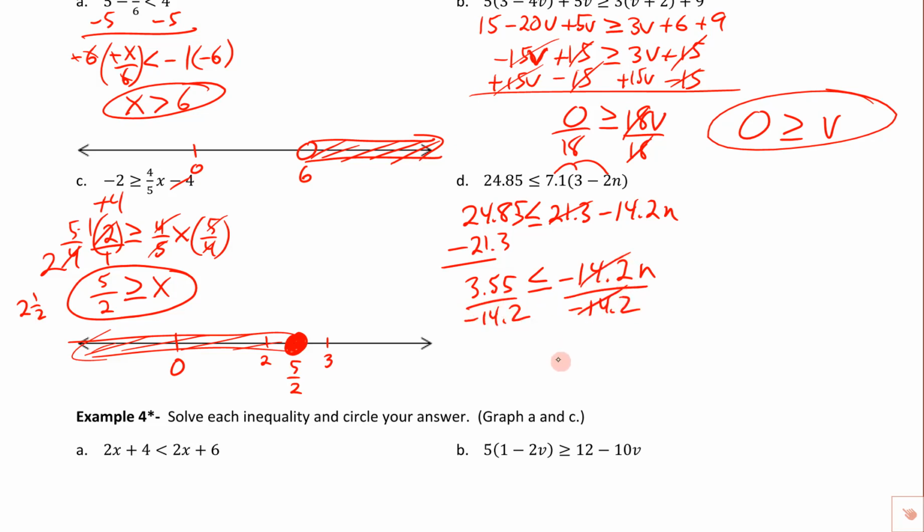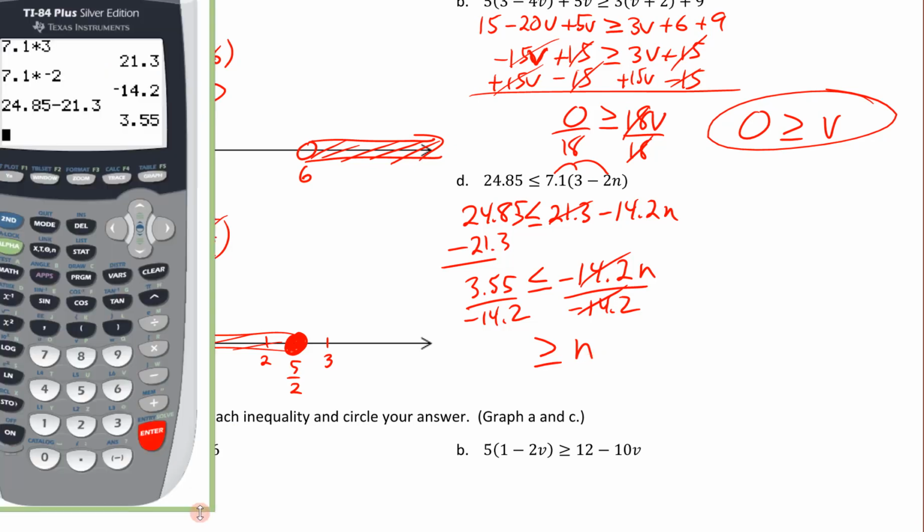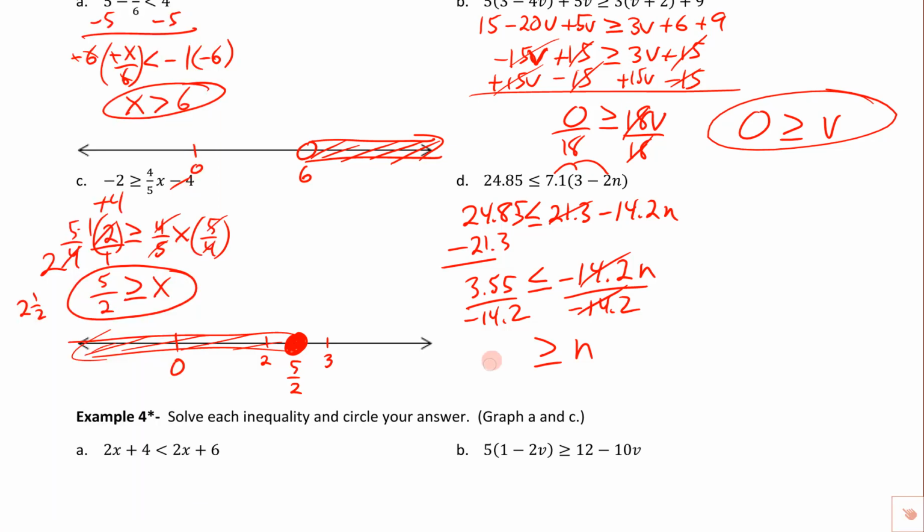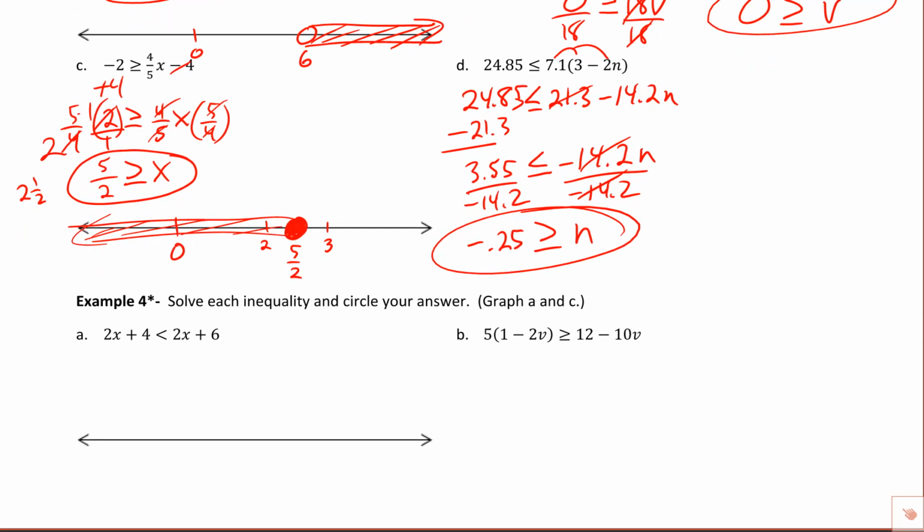Those are going to cancel. We are dividing by a negative, so we are going to switch the direction of that. And let's see what we get here. On the calculator, we've already got the 3.55 in there, so let's go ahead and divide that by -14.2. And let's see what we get here. -0.25. So -0.25. Okay, now that's going to take care of the majority of the multi-step inequalities that we have.